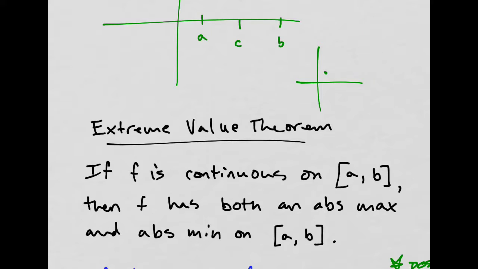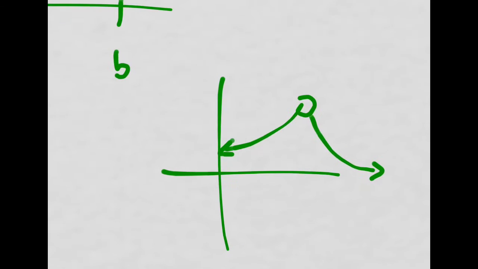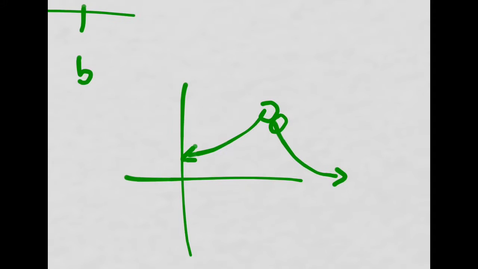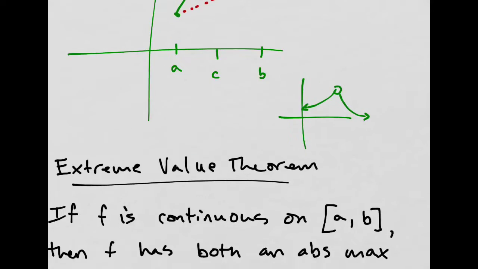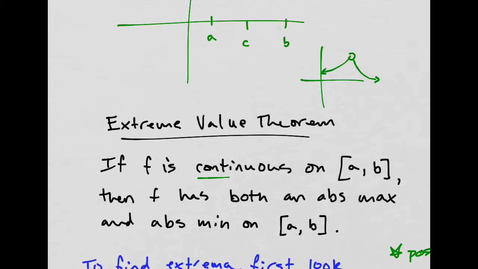If it's not continuous, this is the important part of the extreme value theorem. If you had something like this, and there was a hole at the top, something like that, then we don't have an absolute maximum, because here we can zoom in and zoom in and zoom in. I can't zoom in anymore, but we can get closer and closer and closer to this y value, but never touch it. So this doesn't satisfy the extreme value theorem because it's not continuous.